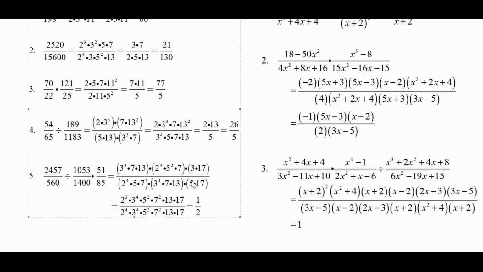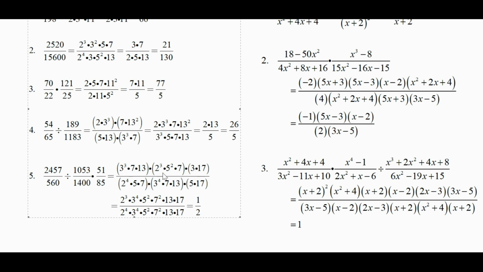And similarly down here we have 3 of them. Just factor everything, put it in one fraction. This one here is the first one. This one's in the bottom. This one's flipped, so the 1400 is this factorization at the top. This 1053 is down here at the bottom. 51 is 3 times 17. The 85 is the 5 times 17.